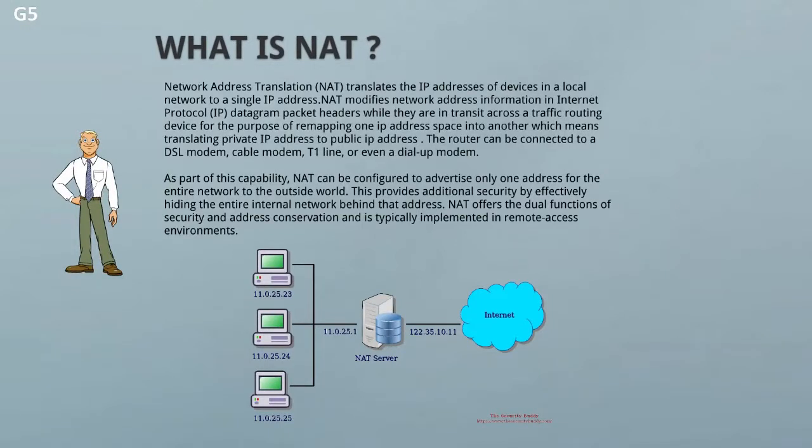Okay, what is NAT? Network Address Translation (NAT) translates the IP address of devices in a local network to a single IP address. NAT modifies network address information in Internet Protocol (IP) datagram packet headers while they are in transit across a traffic routing device for the purpose of remapping one IP address space into another, which means translating private IP addresses to public IP addresses. The router can be connected to a DSL modem, cable modem, T1 line, or even a dial-up modem.